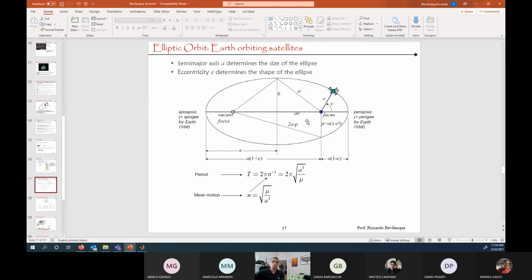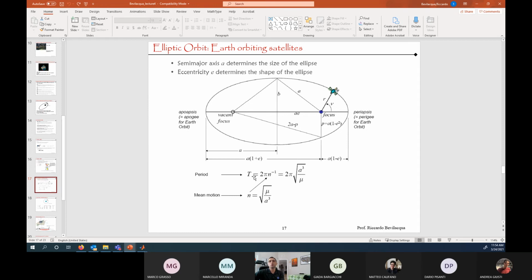And there are other properties, such as semi-major axis times eccentricity will measure the distance from the center of the ellipse to the focal point, and so on and so forth. The periapsis is measured by A times (1 minus E). The apoapsis is measured as A times (1 plus E). The orbital period, which is one of Kepler's laws, is given by this expression.